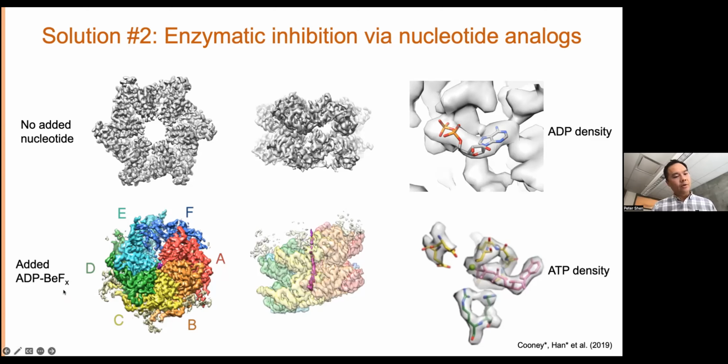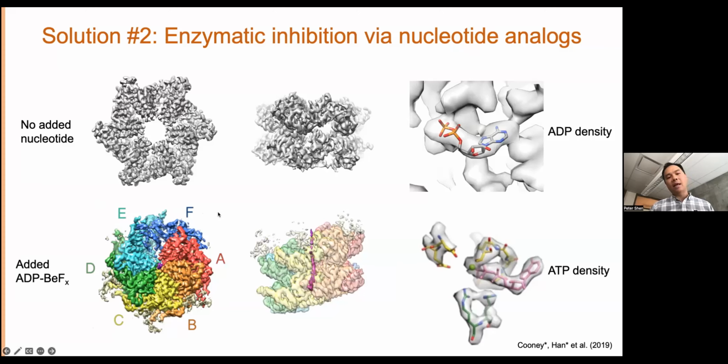This was the nucleotide that was determined by Chris Hill's lab for this other triple ATPase called VPS4. And in our hands, this also worked beautifully for CDC48. The principle being that by including this analog in the lysates during the course of purification, the nucleotide can't be hydrolyzed.